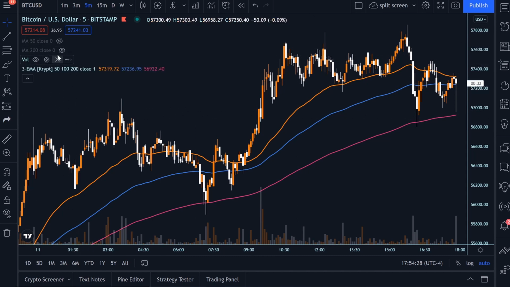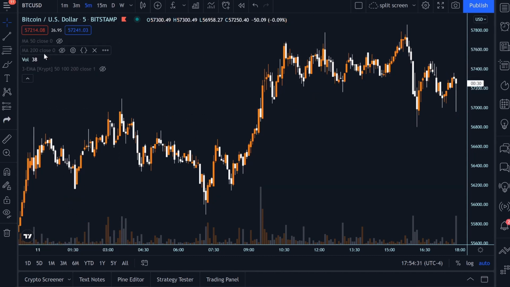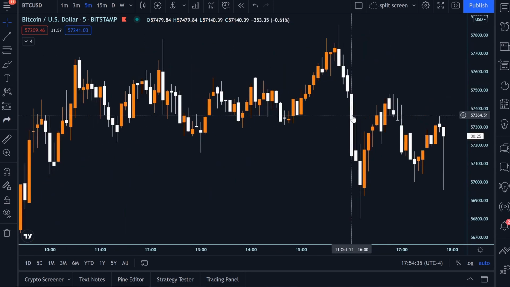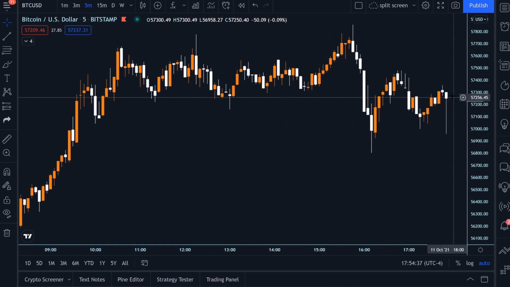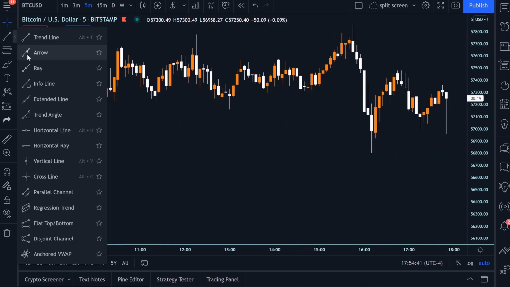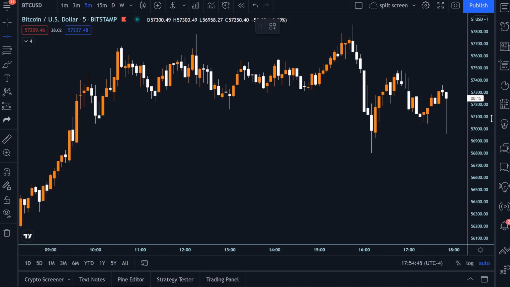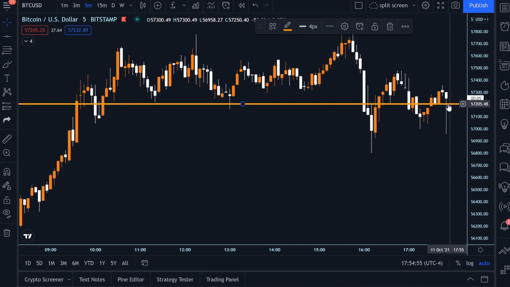So let's get rid of some of this stuff. We're gonna get rid of that, we'll get rid of the volume. So we are just looking at the candlestick chart. So here's Bitcoin right now. We're trading at around $57,000. And let's get some lines in here. So let's say we want to buy in at 57,200. So let's do that.